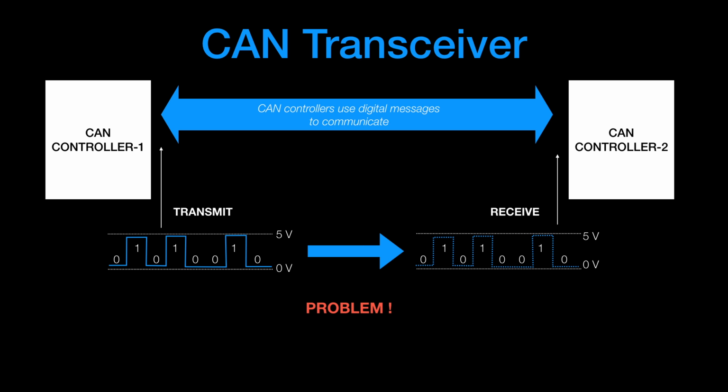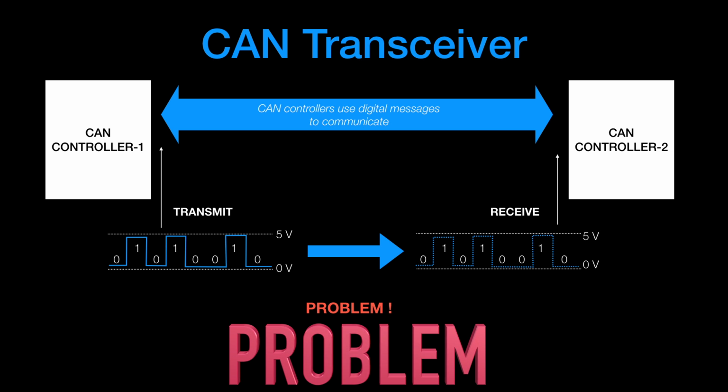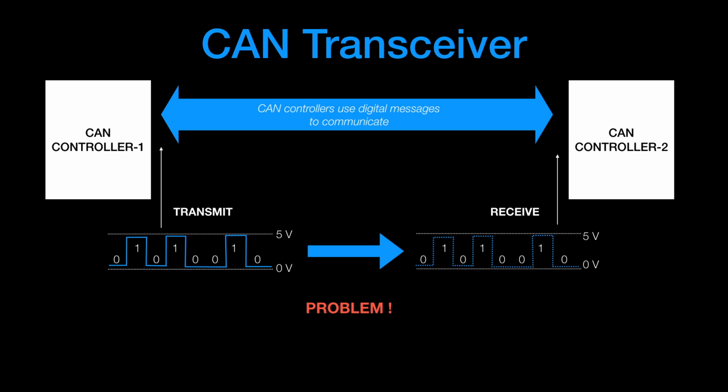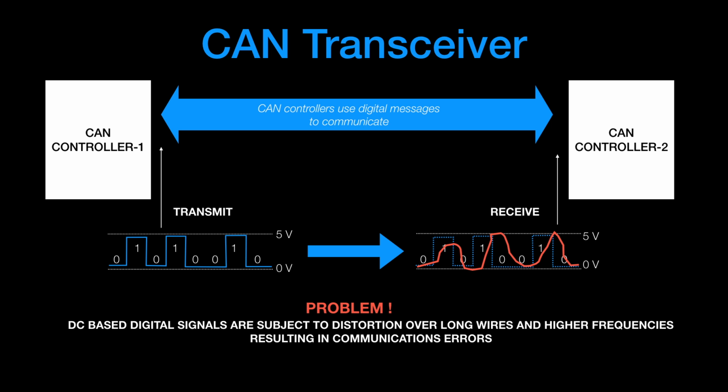But we have a problem. Transmitting zeros and ones in the form of 0 and 5 volts across a wire is not really a good way to communicate, because those signals are going to get distorted very quickly. Keep in mind that the wire has a capacitance, an inductance, and a resistance, and that is going to cause deformation of that DC signal.